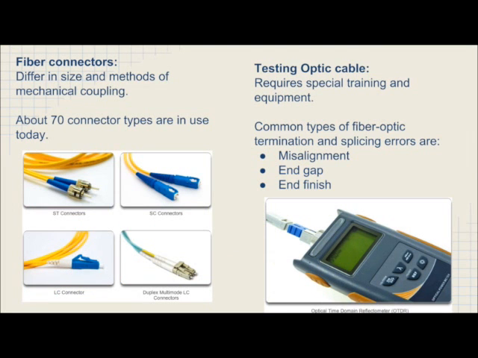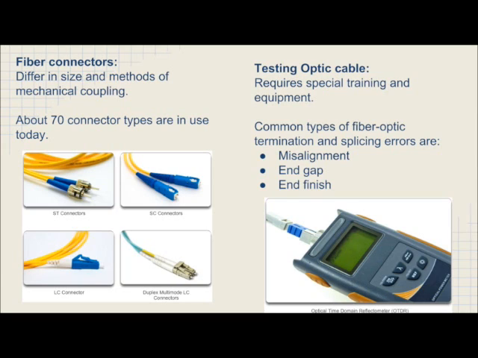Fiber connectors differ in size and methods of mechanical coupling. About 70 connector types are in use today. Because light can only travel in one direction over optical fiber, 2 fibers are required to support full duplex operation. Optic cable requires special training and equipment.